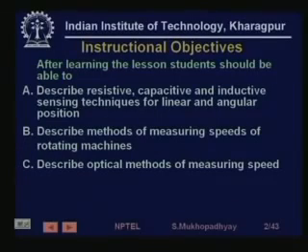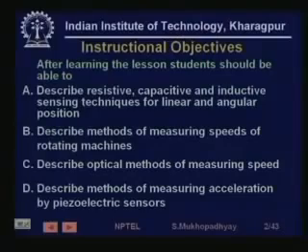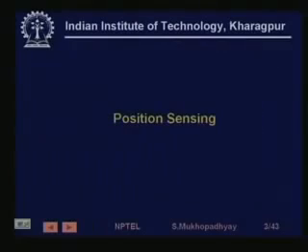We will also look at some optical methods of measuring speed. Optical methods are very good in some respects and not so good in some others, but they are a distinct class of methods. So, we will have a brief look at that, and we will also look at measurement of acceleration, which is typically done in the industrial context by piezoelectric sensors. So, having said that, let us first look at position sensing.